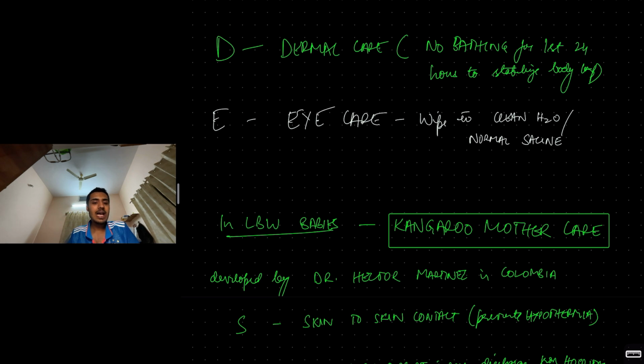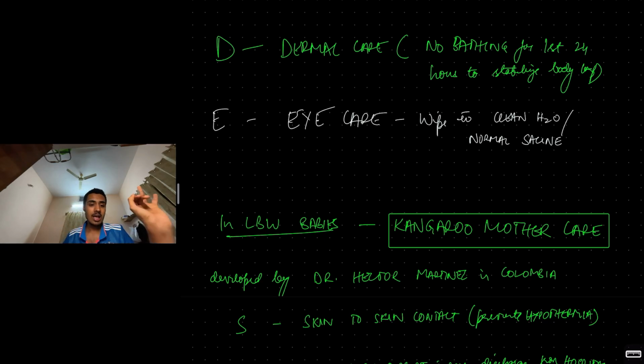And E is eye care, to prevent ophthalmia neonatorum or neonatal ophthalmic infections. You'll wipe the eyes from inside to outside with clean water or normal saline. So this is how you do early neonatal care. A, B, C, D, E: APGAR scoring 7 to 10 is normal.